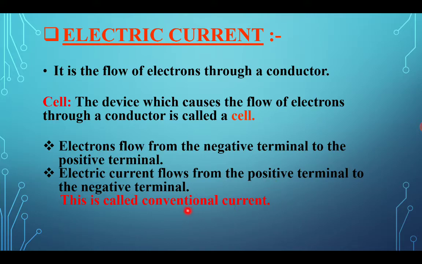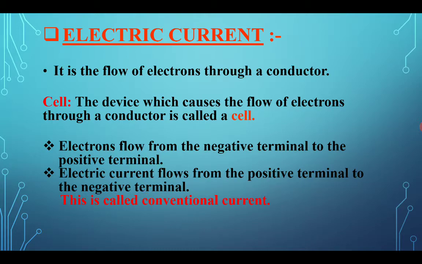This is known as the conventional current, which we use by sign convention. In every circuit diagram we always show the current flowing from the positive to the negative terminal. So this is what we have for the electric current.